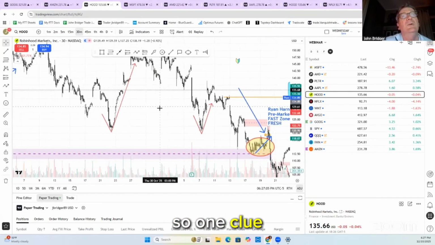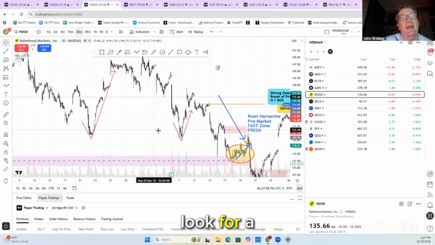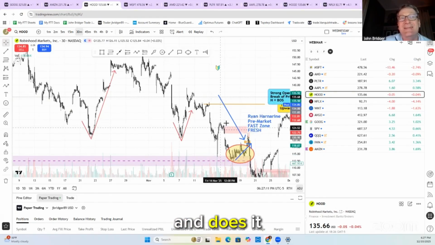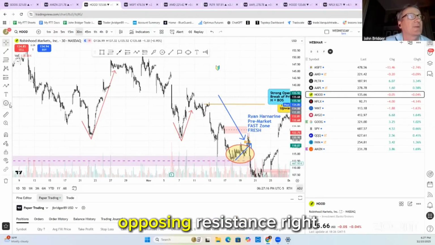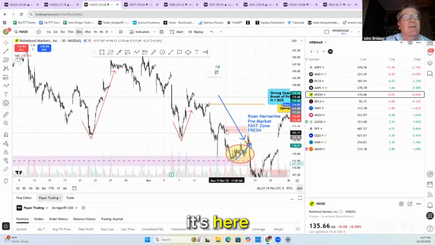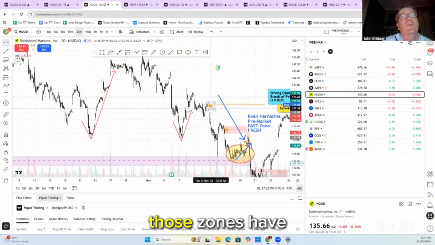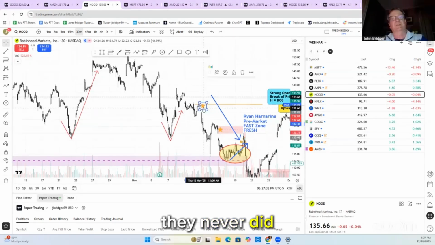So one clue. There's two things you want to look for. A, the reaction at the zone, and does it take out the opposing resistance? So if you think about opposing resistance, right, it's here and here, right? So if we were really in an uptrend, those zones have to fail. They never did. Everybody got that?